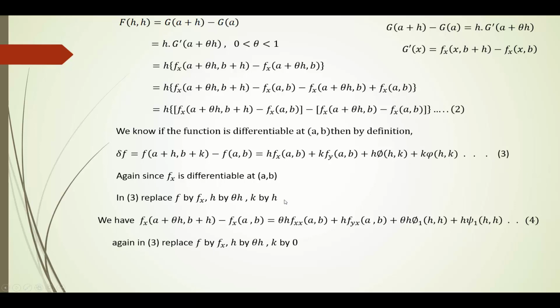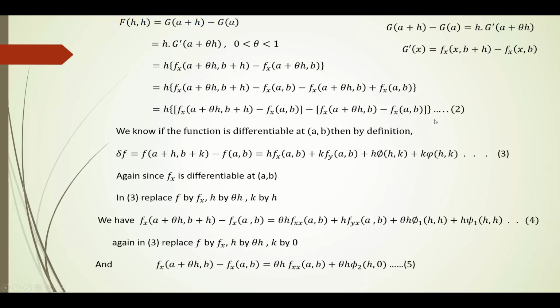Now again in equation number 3, here replace f by f_x, h by theta h and k by 0. Means put the value of k is 0 now. So we get f_x(a + theta h, b) minus f_x(a, b) equal to h by theta h f_xx(a, b), k is 0 so this term is 0, plus theta h phi_2(h, 0). Denote this as equation number 5.